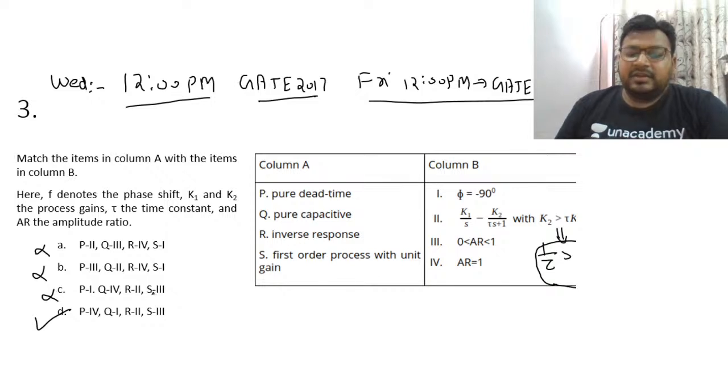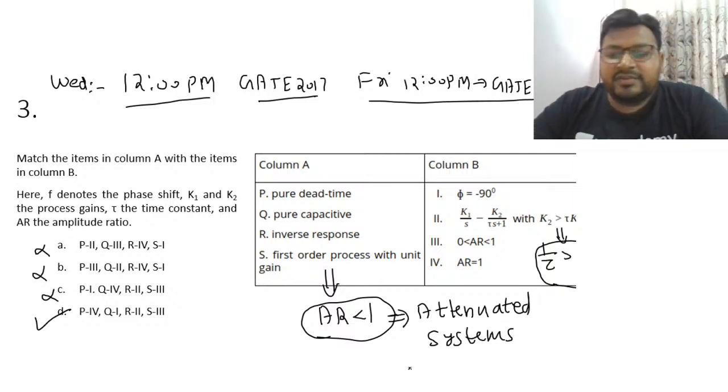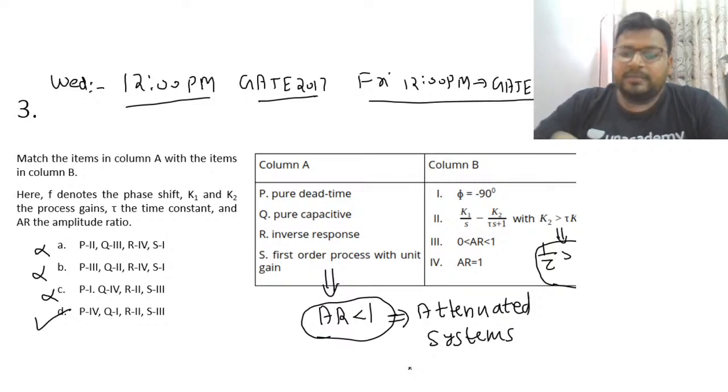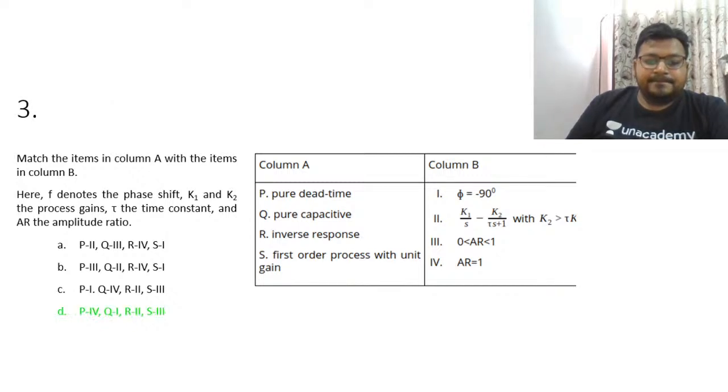So for R it is 2. Then for S, first order process with unit gain. Obviously you know that for the first order process the amplitude ratio is less than 1, and that is why the first order systems are called attenuated systems, because first order systems have a gain value between 0 to 1. So I discussed all the 4 points with you guys. So yes, the correct option is D.